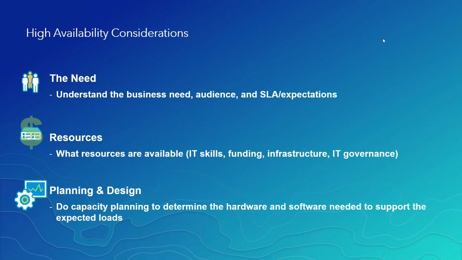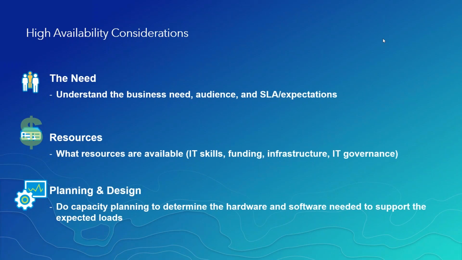So what are some considerations with high availability? Number one, as we've been talking about, is really understanding the need and then communicating those expectations. So we know that the higher the availability target is, 99.99 is a pretty high level of availability, that's going to cost more than 95%.